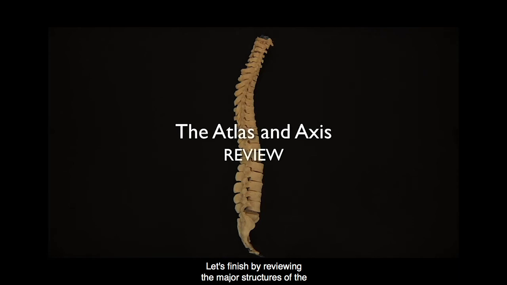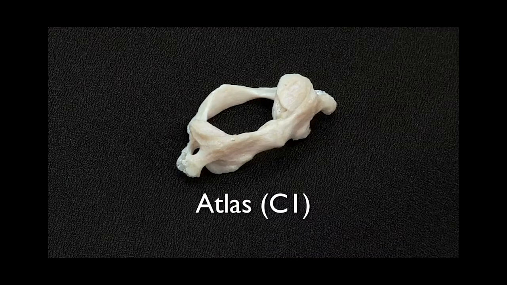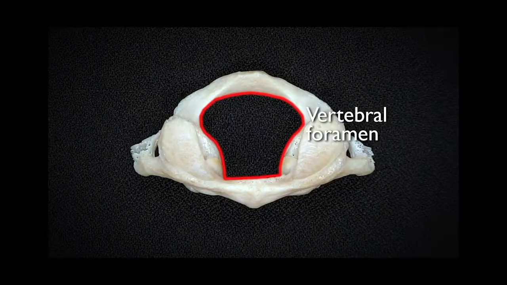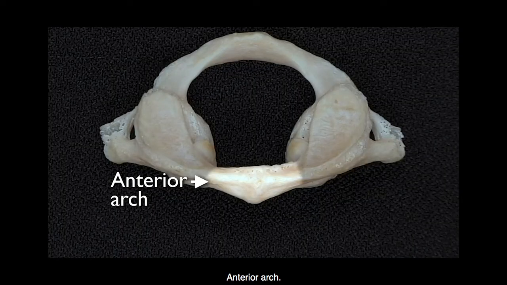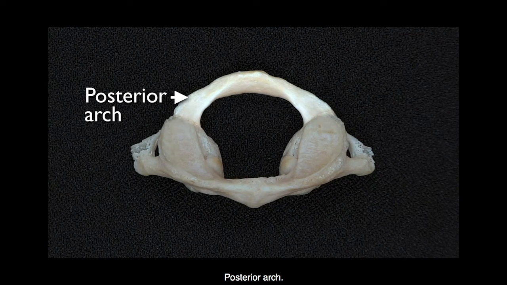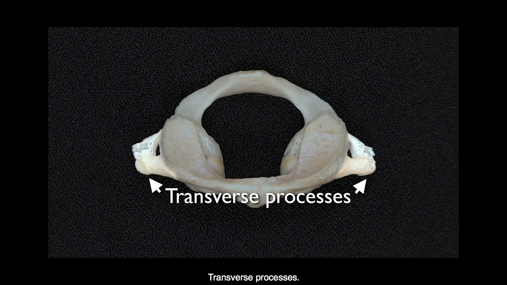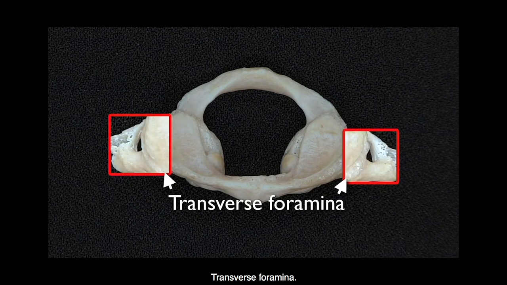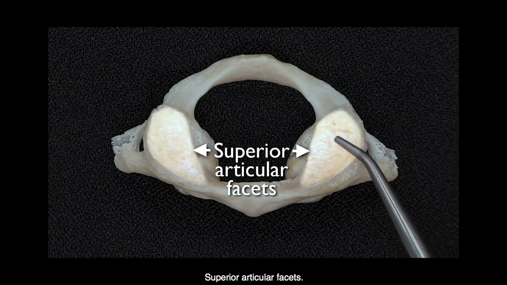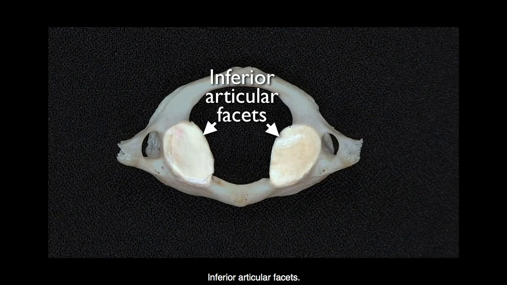Let's finish by reviewing the major structures of the atlas and the axis. Atlas. Vertebral foramen. Anterior arch. Posterior arch. Transverse processes. Transverse foramina. Superior articular facets. Inferior articular facets.